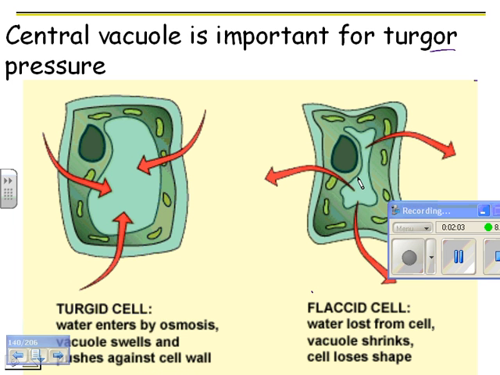This is when you go outside in the summer and all the plants look droopy and your mom says, "Oh my gosh, can you water the plants?" You want to change them from here to where they should be like this. So you want a nice full central vacuole.